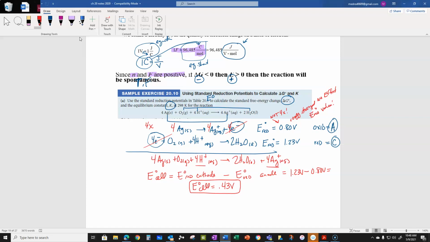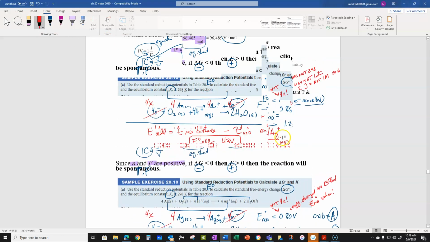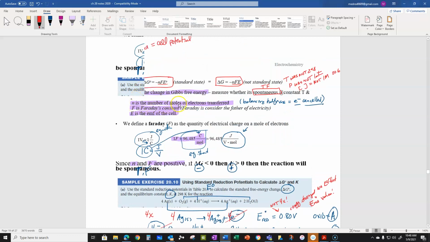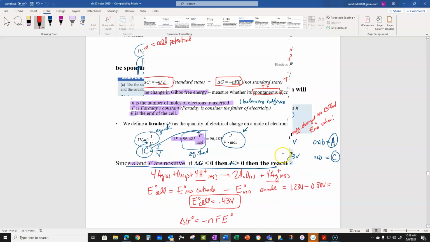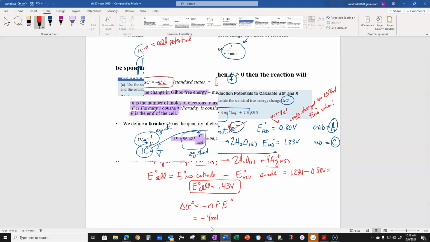Now we're going to solve for delta G. As I said, it's a very simple equation. Negative nFE. The n, as you saw right up here, is number of electrons transferred, okay? I had 4 electrons here, but I had 1 over here. To cancel these out, I had to multiply this equation by 4. That's the moles of electrons. So for this n, you put 4 moles, okay? So it's the number of electrons.